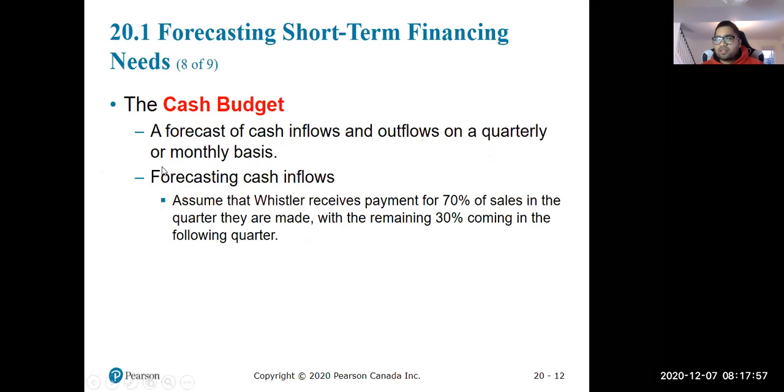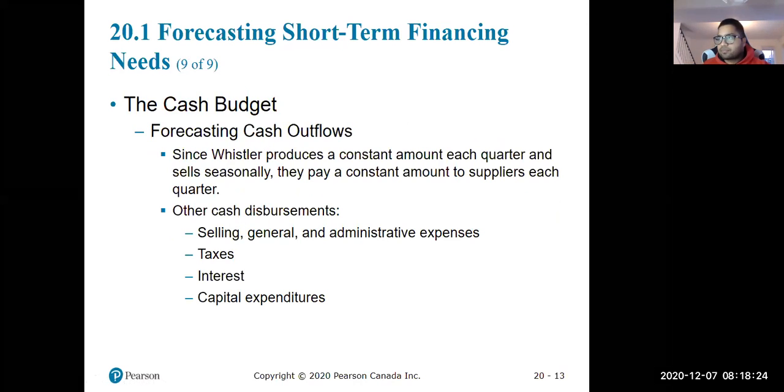So you first forecast cash inflows. Assuming that the snowboard company receives 70% of sales in cash, that is, in the quarter that they are made, and 30% of sales comes from the following quarter. So 30% of sales are credit. If you make sales right now, you will receive that cash in a later quarter, and 70% are in cash, so you get money right away. Based on that, you have to make projections. Each month, 70% will come from sales of this month, plus 30% will come from previous months.